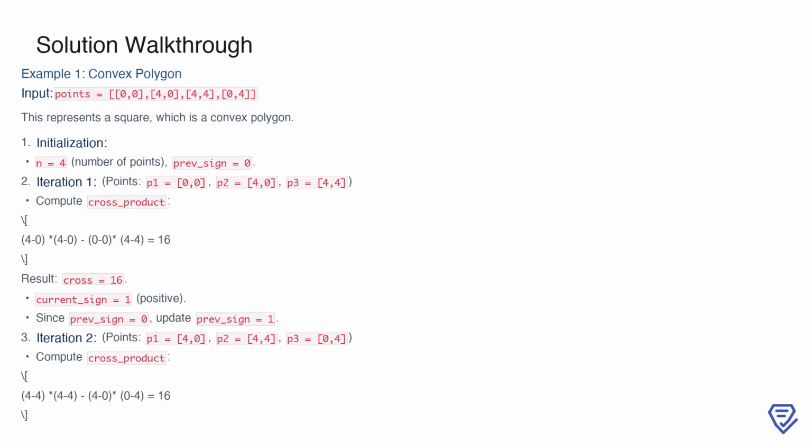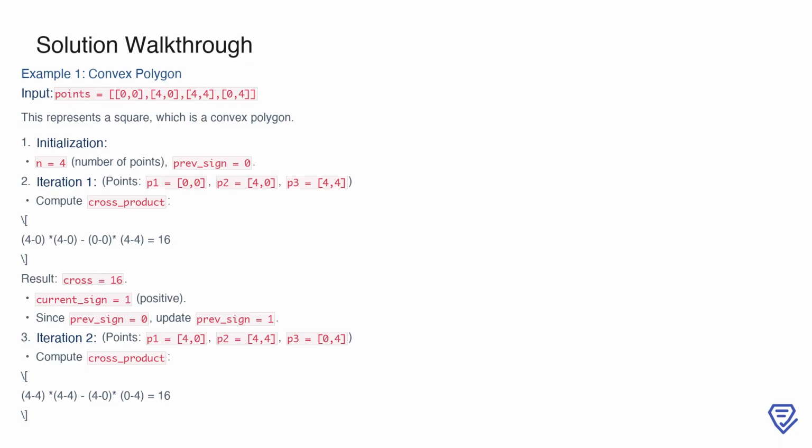Using these points, we compute the cross product as shown in the formula. The result is 16, which is positive, so we set current_sign to 1. Since preb_sign was 0, we update preb_sign to 1. This sets our baseline sign for the polygon.